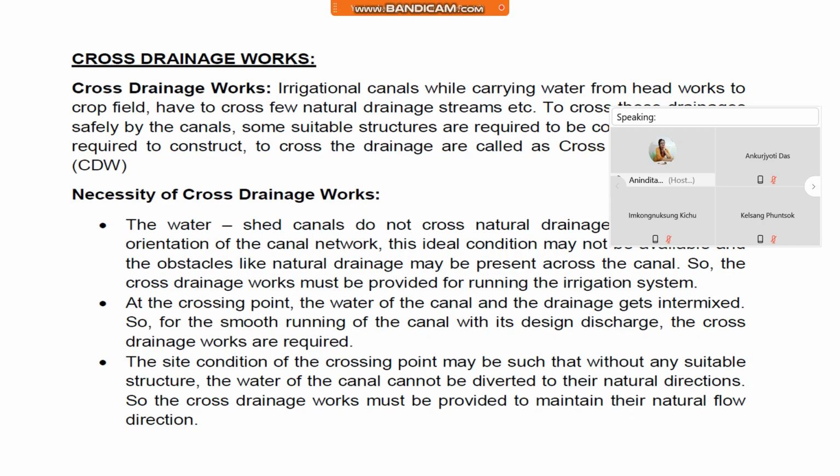At a crossing point, the water of the canal and the drainage gets intermixed. So for the smooth running of the canal with its designed discharge, the cross drainage works are required. The site condition of the crossing point may be such that without any suitable structure, the water of the canal cannot be diverted to their natural directions. So the cross drainage works must be provided to maintain their natural flow direction.